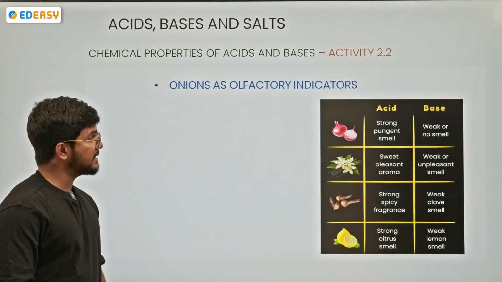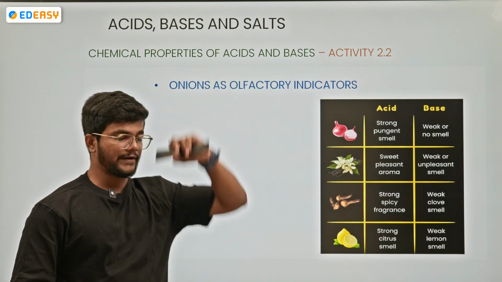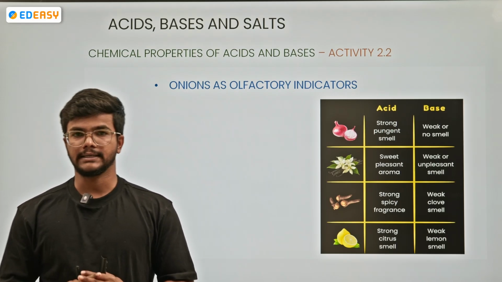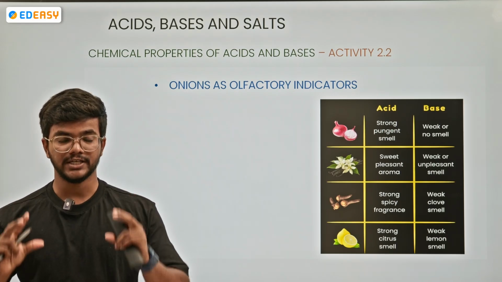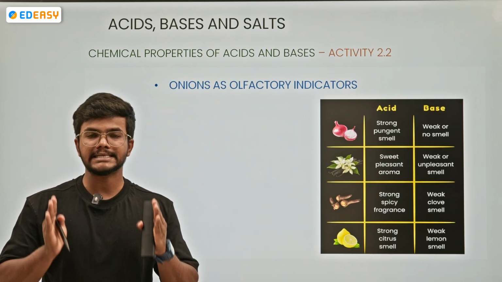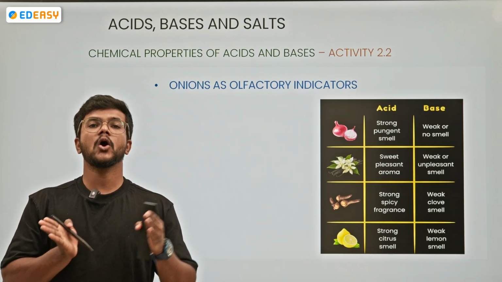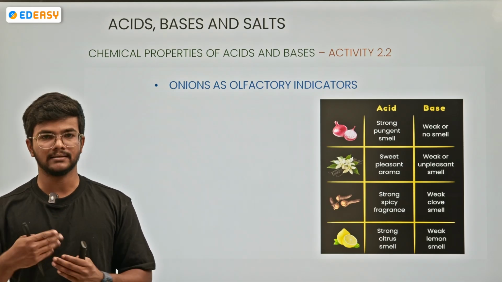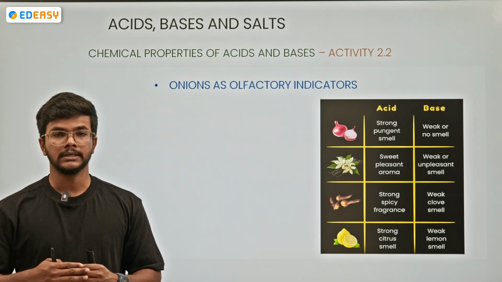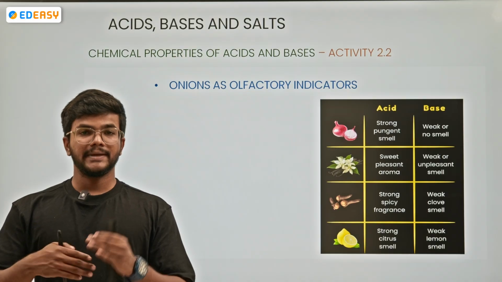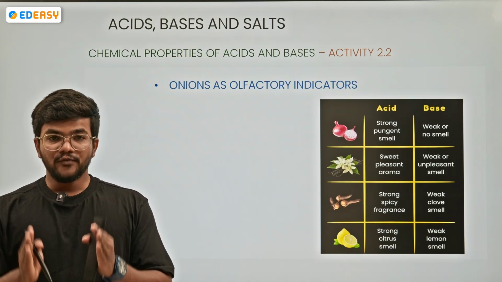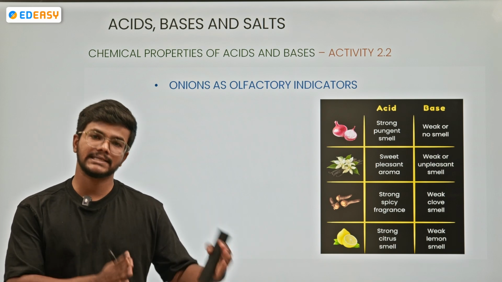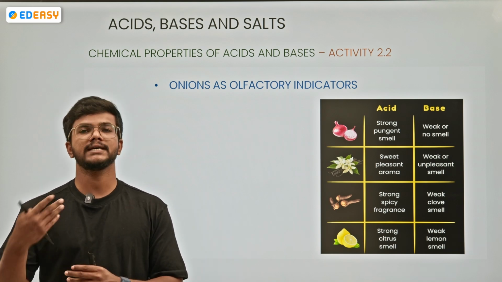So that is onions as the olfactory indicators, activity 2.2. So what are olfactory indicators? Note down the definition. Olfactory indicators are the indicators which on reacting with the acid or bases will change their smell. Smell in the sense odor. Let me repeat once again: olfactory indicators are the indicators which on reacting with the acids or bases will change their smell.